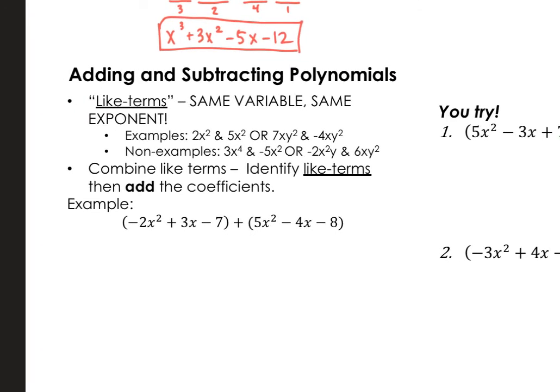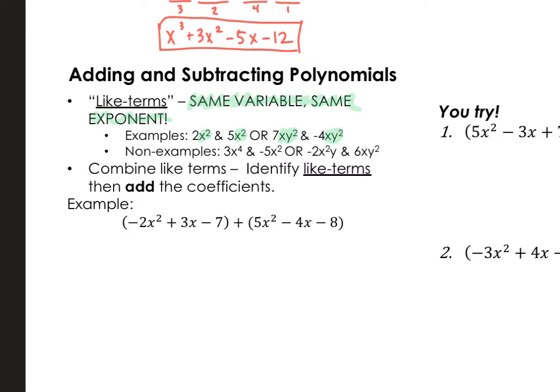So what you need to know in order to add and subtract polynomials is what is considered a like term. A like term is a polynomial with the same variable and the same exponent. So for example, 2x squared and 5x squared are like terms because they're both x squared terms. Same thing when there's two variables, xy squared and xy squared. These are both like terms because the y is squared and the x is not.